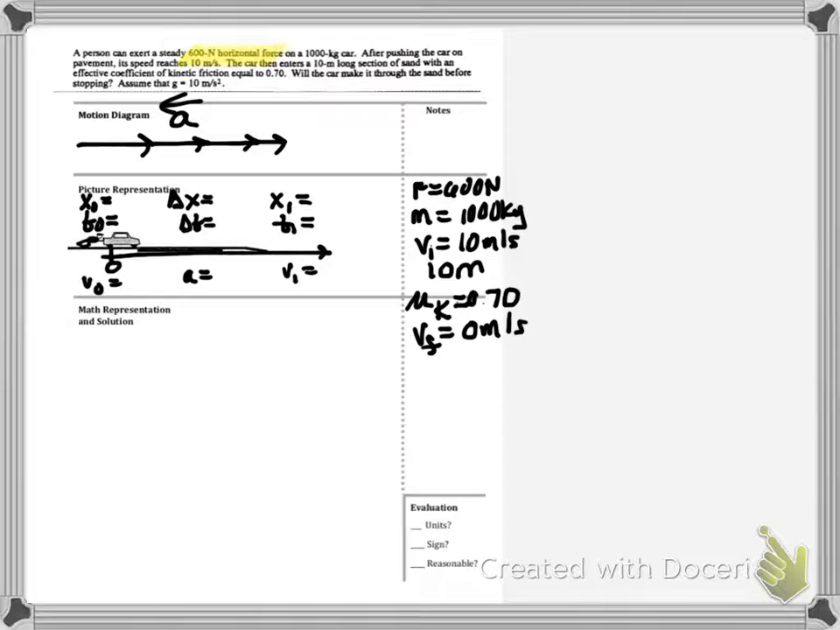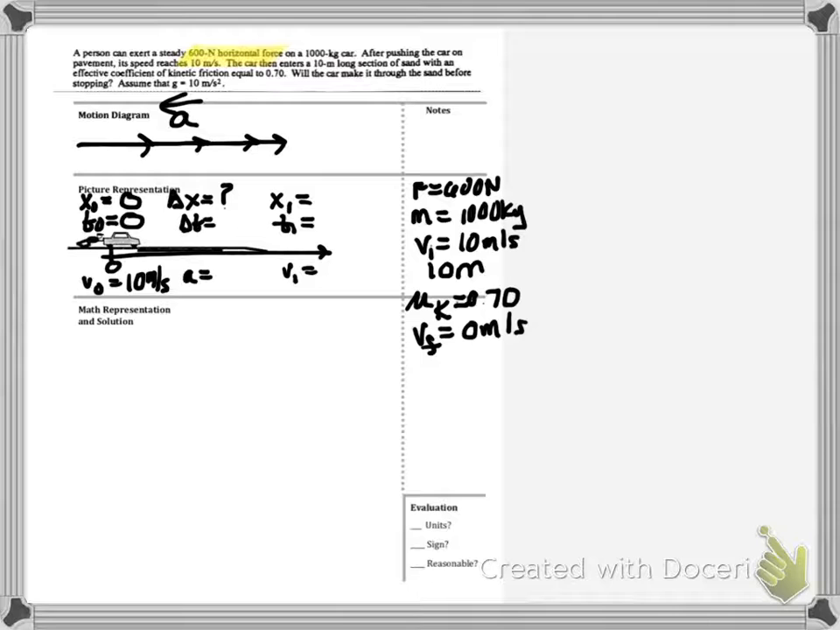Okay, so the force of 600 newtons does not belong on a picture representation, because the picture representation with all the positions and velocities doesn't have to do with forces. The mass doesn't belong there either. We define him as starting at 0 meters. The clock starts at 0. When he enters the sand, he is going 10 meters per second. We don't care anything about the previous history of the car.